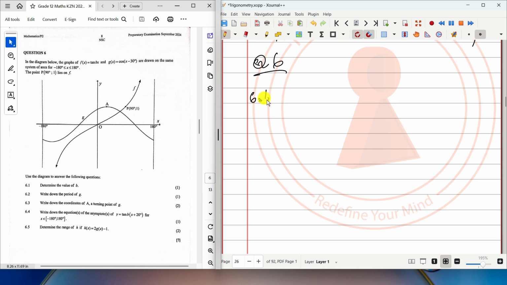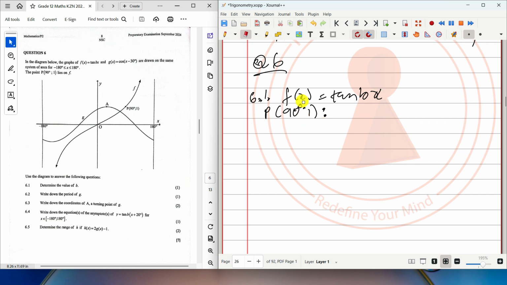So let's see. We are given f of x. Remember I said b is half. f of x is equal to tan bx. We have a point P with coordinates 90 degrees and 1. Where there's x, we put 90 degrees. Where there's y, we put 1. All right. So here y is 1, and then 90 degrees times b.